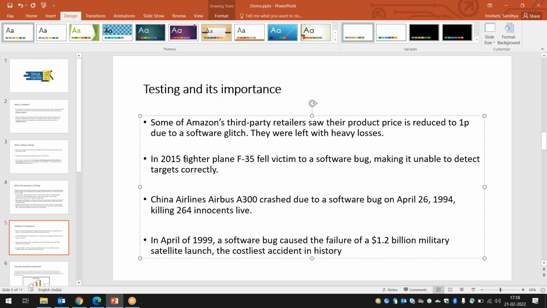Also in 2015, the F-35 fighter plane fell victim to a software bug, making it unable to detect targets correctly. In the military, many guns and large equipment are used, right? Due to a software glitch, the plane was not able to point out the correct target, so that was also a failure. It happened in 2015. Similarly, these are all examples.